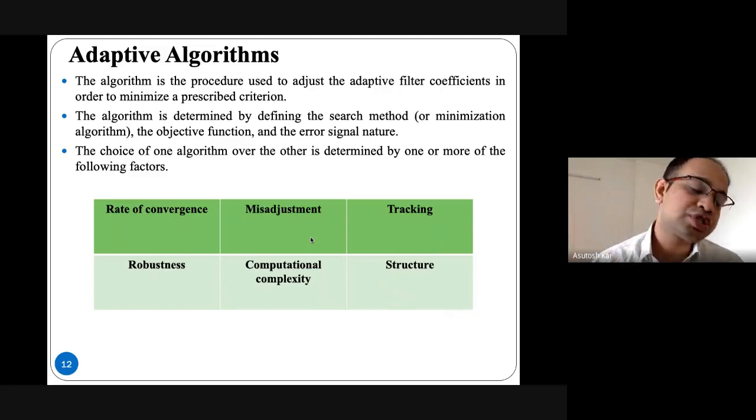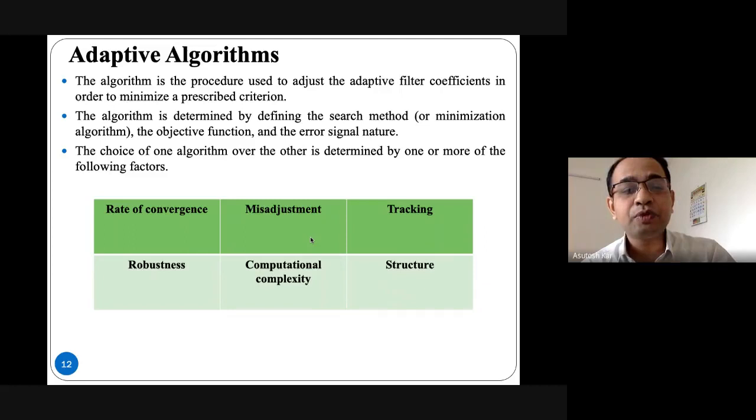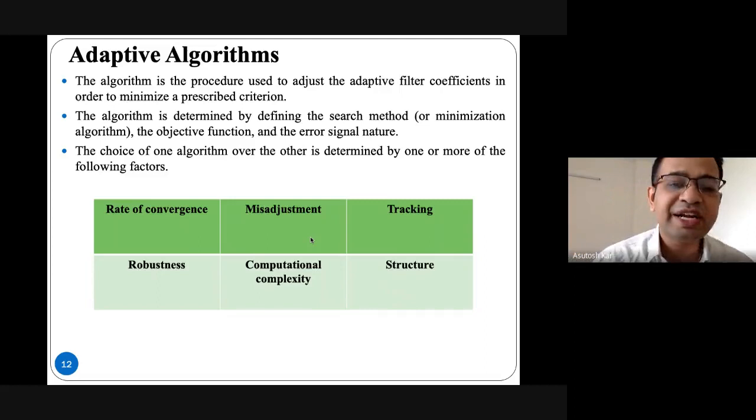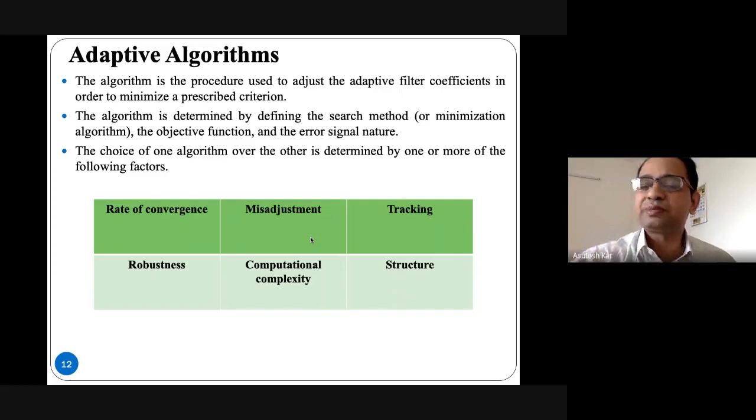Tracking. You know, the hearing aid and the feedback path, both are dynamic. Why? Because a person is wearing the hearing aid and sitting. Now some work is there, he can go outside, he can come inside, he can go to another room, he can go inside a car, he can go to a mall. So when the impulse response changes, the algorithm should be able to track that change. That is called the tracking capability of the algorithm.